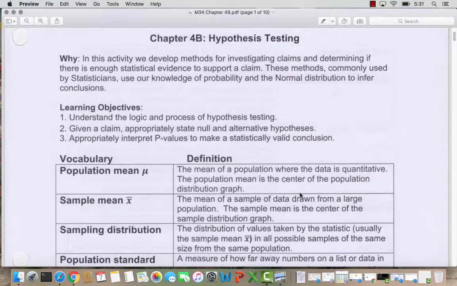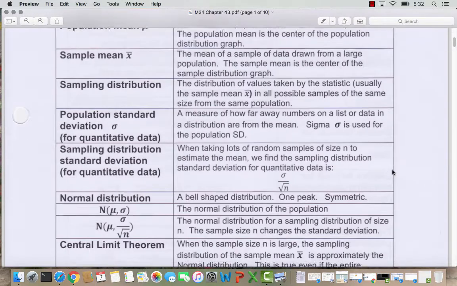Chapter 4B, Hypothesis Testing. So we're going to now develop our methods for investigating a claim and determining if there's enough statistical evidence to support our claim. So make sure you read through why, our learning objectives for this activity, and the vocabulary.